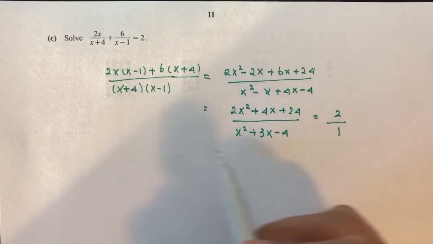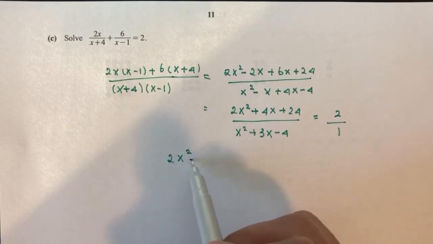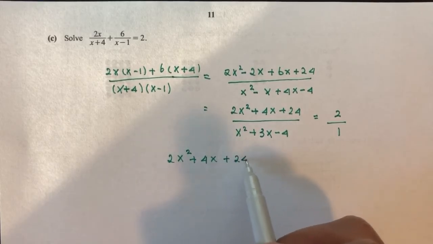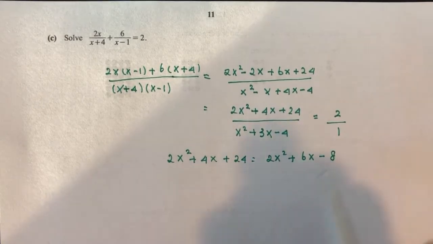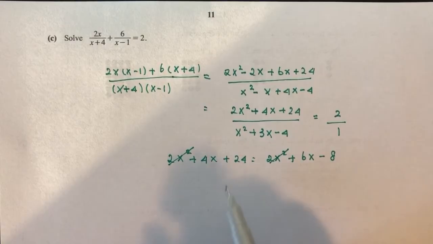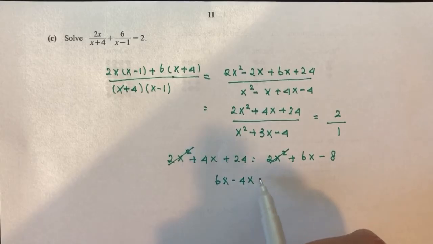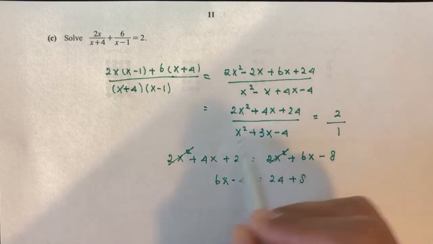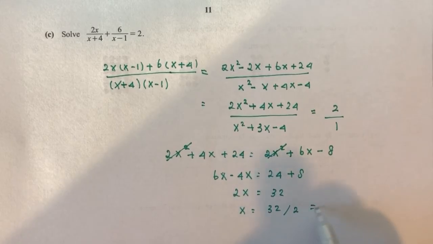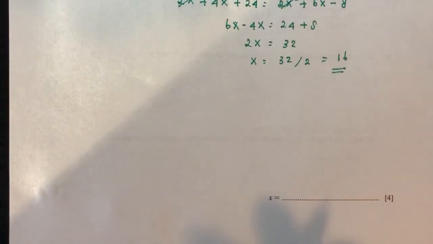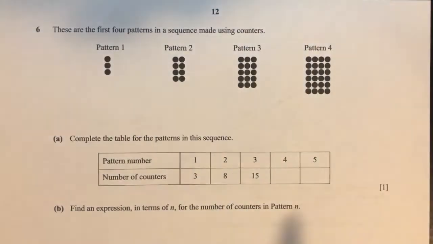You can cross multiply. So we have 2x squared plus 4x plus 24 equal to 2x squared plus 6x minus 8. So 2x squared cancels. Let's bring the x over here. We will have 6x minus 4x, and 24 plus 8, bringing this one over here. So it becomes 2x equal to 32. x will be 32 divided by 2, which is 16. And your answer for part C will be 16. And that is question number 5. Moving on to question number 6.